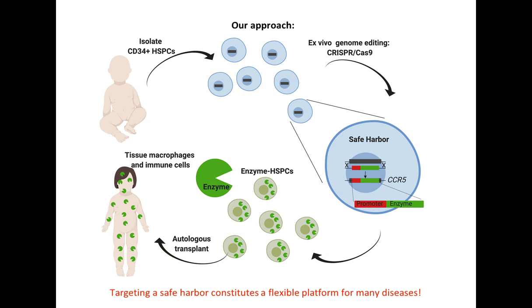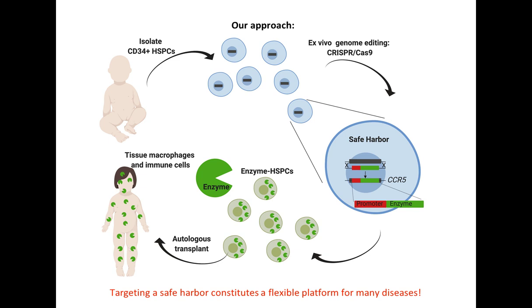The general idea is to isolate the patient's own hematopoietic stem and progenitor cells, which are positive for this marker, CD34. We modify them ex vivo. We're using CRISPR-Cas9. Instead of targeting individual mutations or even individual genes, we decided to target enzyme expression cassettes into a safe harbor, as we described earlier, referred to as a targeted gene addition approach. The idea is that these cells are then transplanted back into patients where they will reconstitute blood and also produce macrophages that will treat other organs.